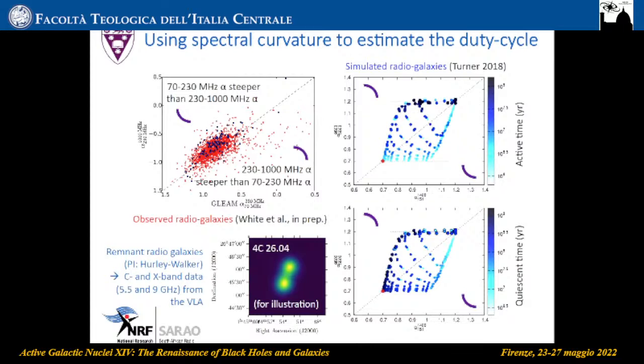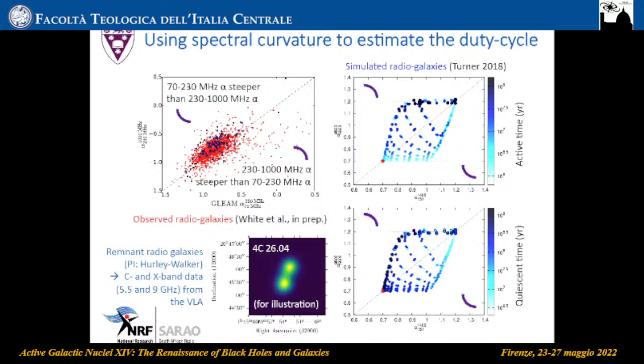So the idea is to compare these observed radio galaxies to simulations, particularly by Ross Turner. And note that we have some new VLA data coming in to try and quantify, well, what is the fraction of this complete radio-loud AGN sample? What fraction are actually remnants? And so, again, get a better idea of the life cycle, the lifespans across these sources.